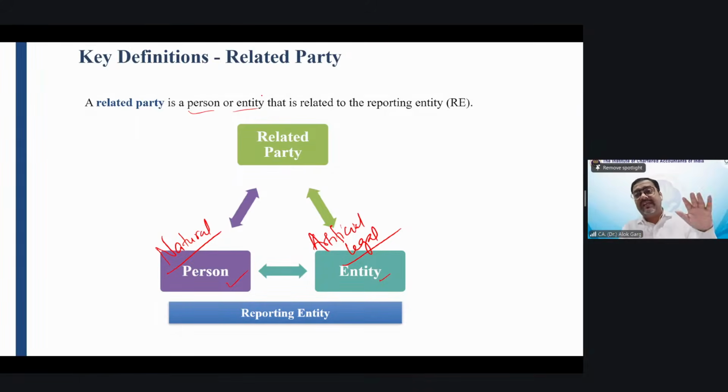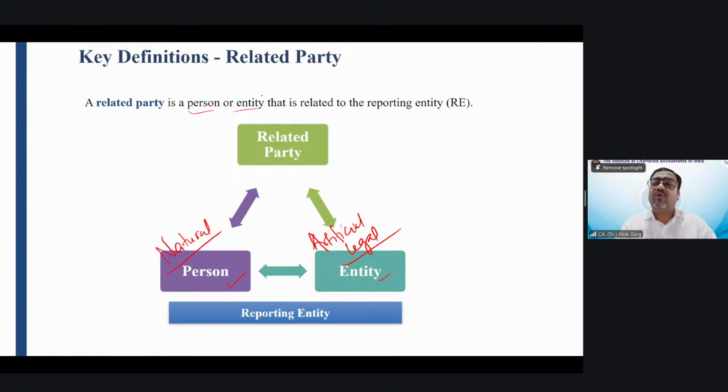A person can be a related party to this reporting entity, or an entity can be a related party to this reporting entity, right? For example, a CEO of the company, a managing director and chief executive officer of the company, whether a CEO or managing director will be a related party to the reporting entity. Yes, because a CEO or managing director is a KMP. He is a related party.